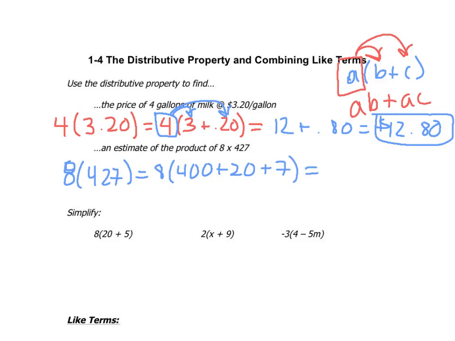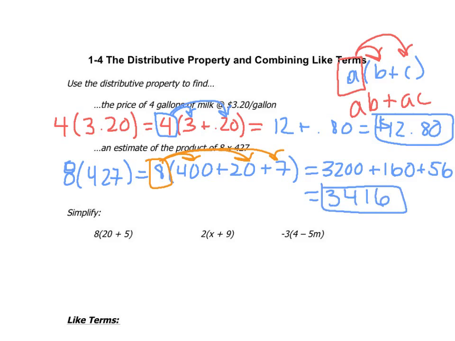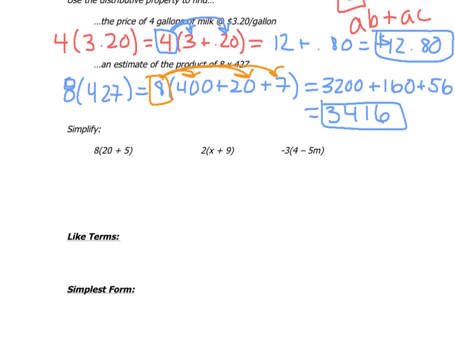So 8 times 400 is 3200. Let me show. So multiply, and then to the 20, and then to the 7. So then 8 times 20 is 160, and then 8 times 7 is 56. So then adding those up gives you 3,416. Okay.